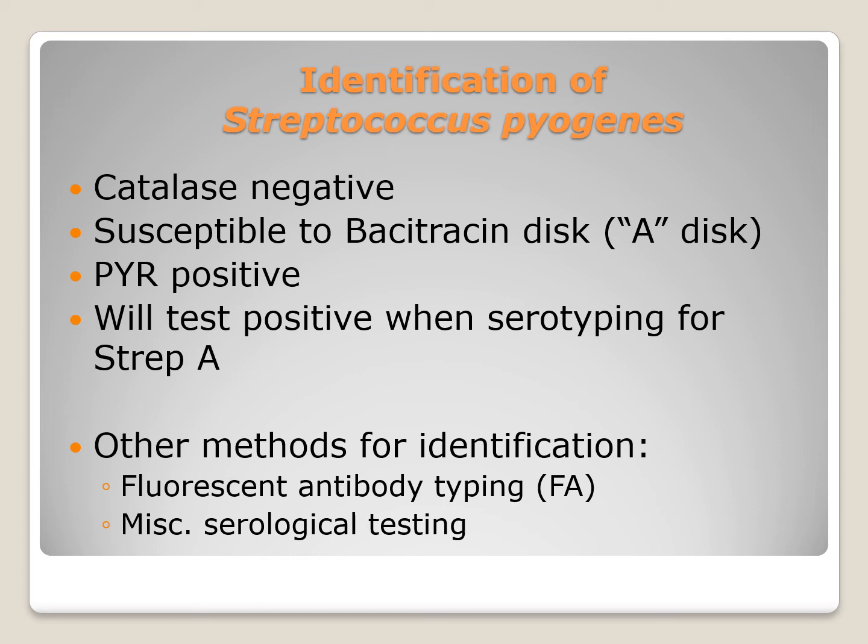They are also PYR positive. Or if you don't want to do the bacitracin test or the PYR test, you can actually serotype it, and it's going to clump with the Strep A latex. Other identification methods for identifying Streptococcus pyogenes would be fluorescent antibody typing, also known as FA, or miscellaneous serological testing such as ELISA testing.